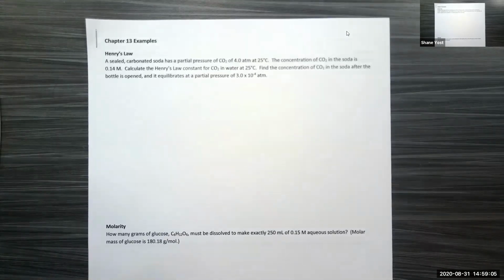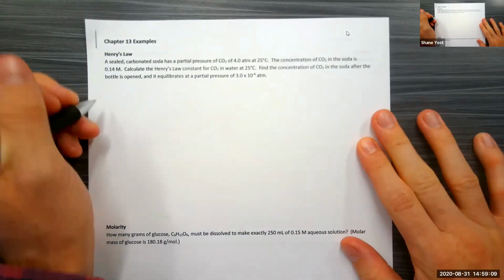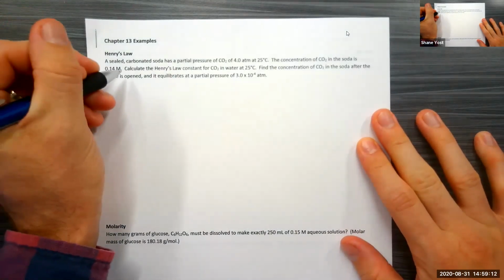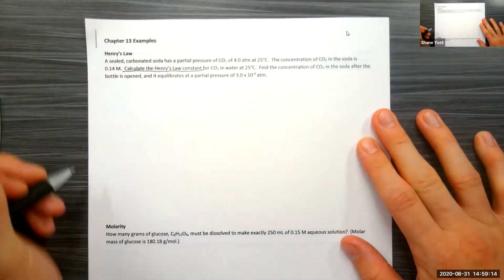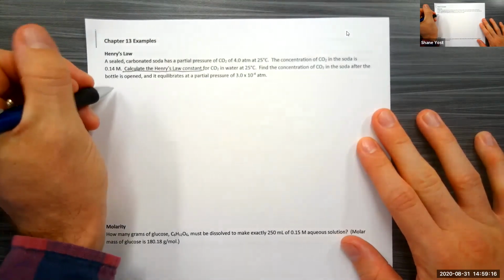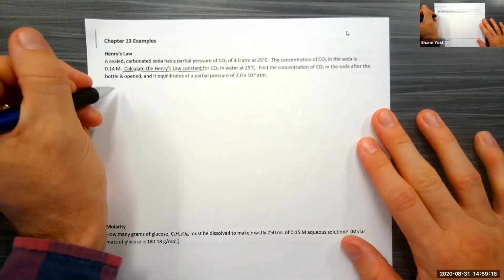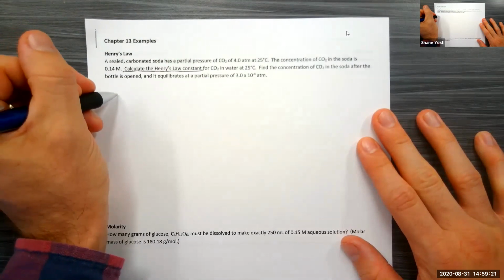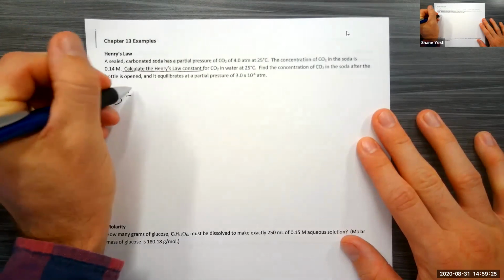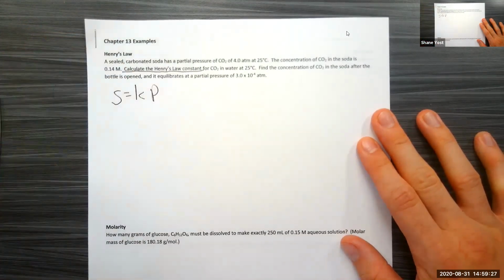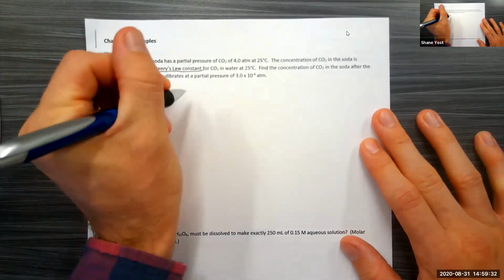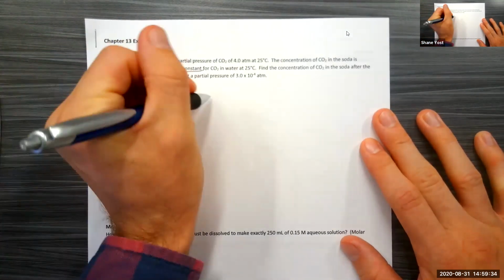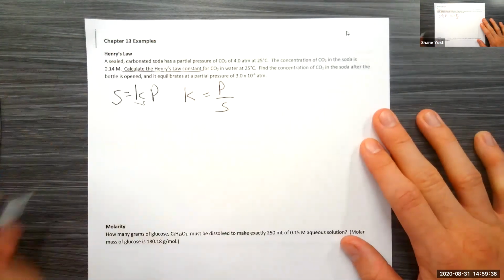All right, so again, what is that equation related with Henry's law constant? The very first thing we're asked is to calculate that constant. So what is that equation? S equals KP here. K is what we're looking for. So if I rewrite that, I can put K equals P divided by S.